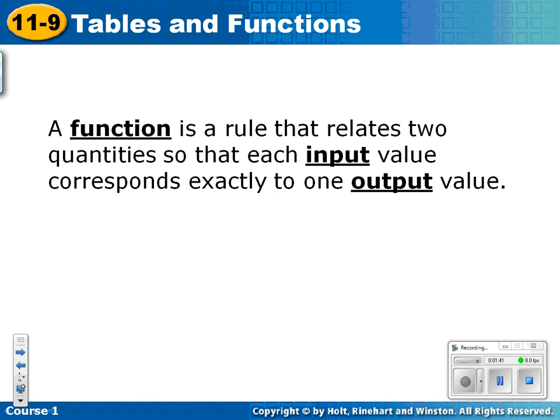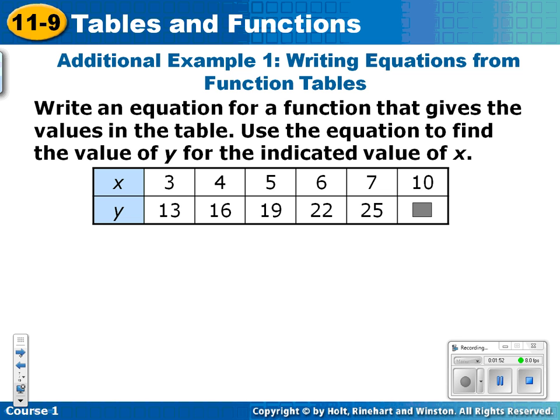Okay? So a function is a rule that relates two quantities so that each input value corresponds to exactly one output. So the way that it works is this. Your x is your input. What are you putting into the machine to get 13 out? You're putting 4 into the machine, you're getting 16 out. You're putting 5 into the machine, you're getting 19 out. What is it that's happening inside that machine? And it's the same thing every time.